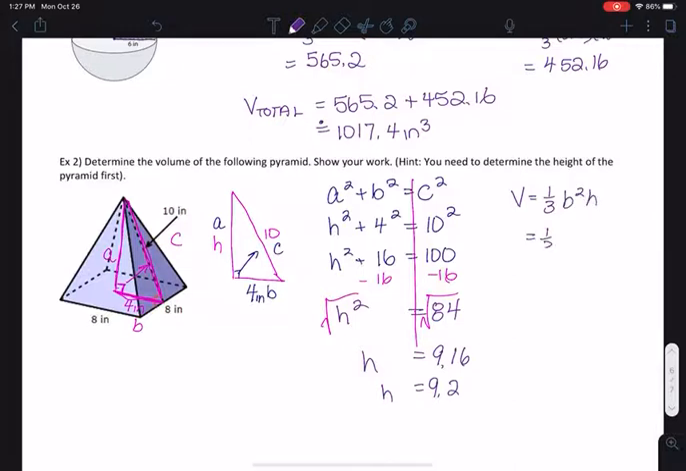So that's 1 divided by 3 times the base. What's the base? The base length is 8. Right? This is the base and this is the base. 8 squared, which is 8 times 8, times the height we just calculated, 9.2. So we do 1 divided by 3 times 8 times 8 times 9.2. And we get 196.3, it rounds up, approximately inches cubed because it's a 3-dimensional shape.